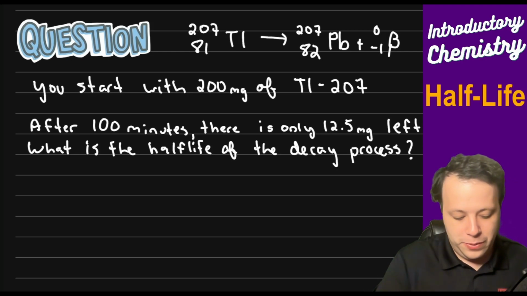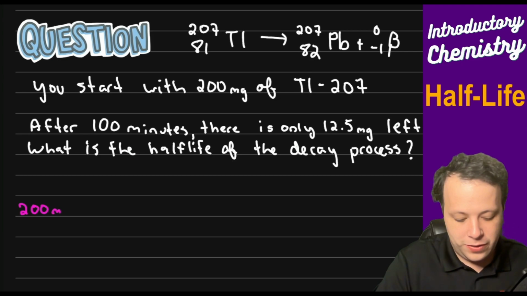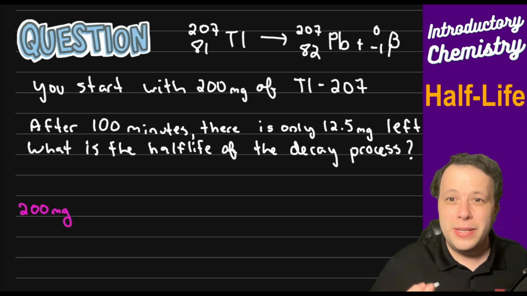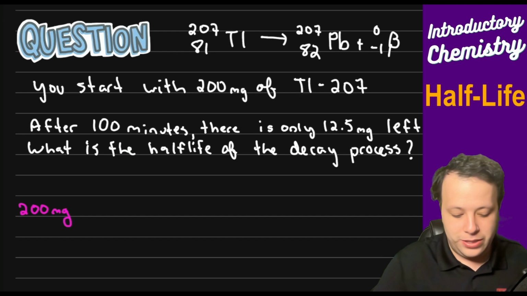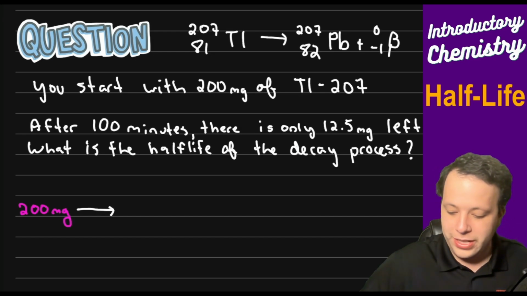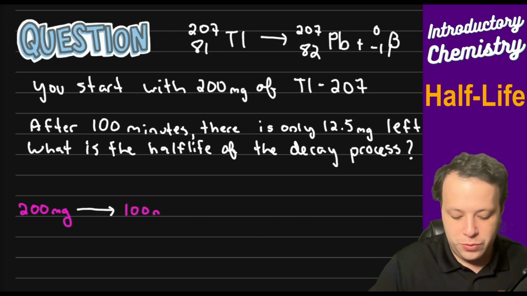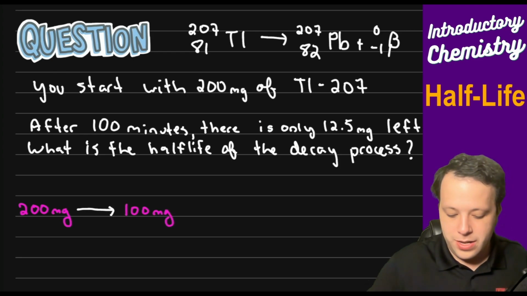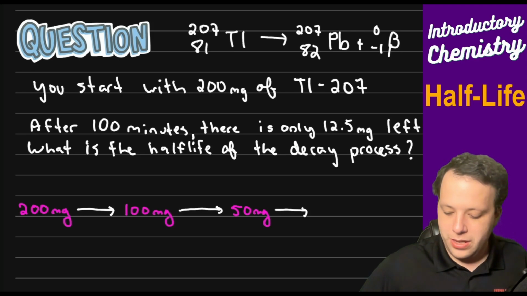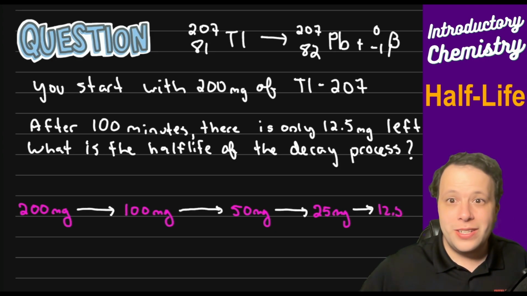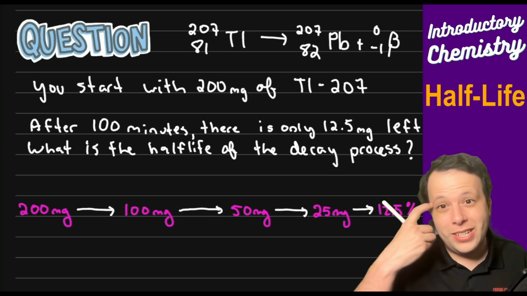The first thing we would do is start with 200 milligrams, and we are going to be dividing that mass every single time it goes through a half-life calculation. So going from 200 to 100 would be the first one. Then on the next one, we would go from 100 to 50. Then when we divide it again, we go from 50 to 25. And then one more time, we go from 25 to 12.5. So we are just dividing that in half with each iteration.